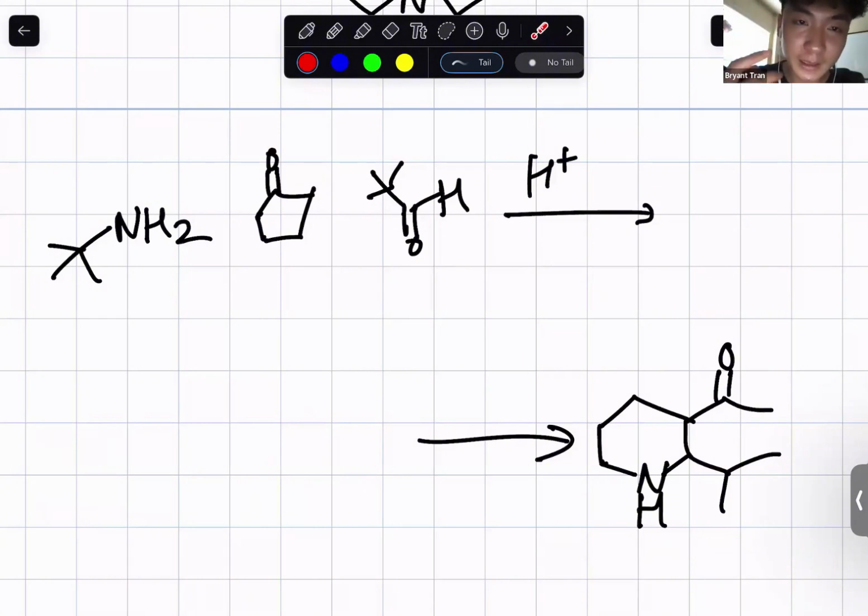It will always have an amine, an enolizable carbonyl, and a carbonyl that will react with the amine to create the iminium ion. It will always have those three components, but it doesn't have to be three separate components. Sometimes they could be together in one reactant if it's intramolecular. That makes a ring.